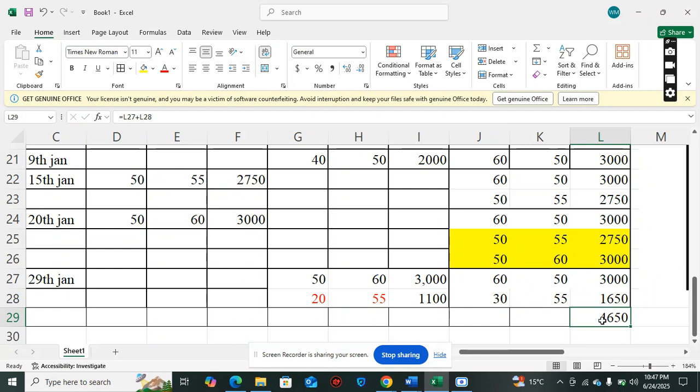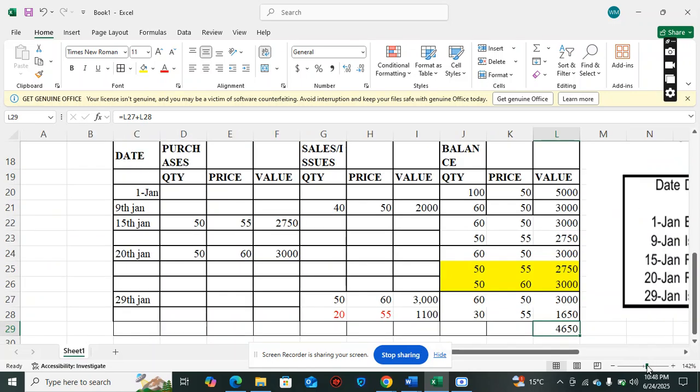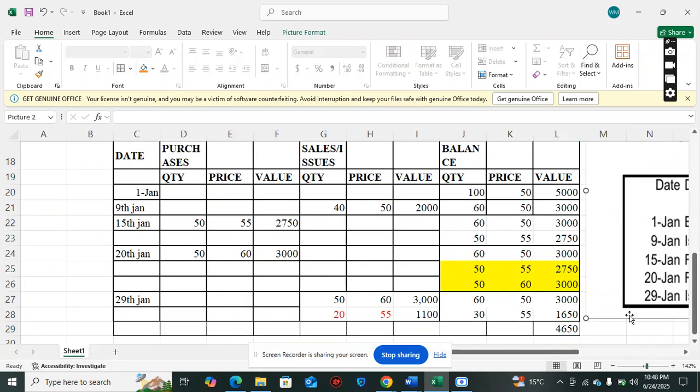Excuse me. Any questions? Okay. There are no questions. We can now go to the third method, which is Avco, average costing method.